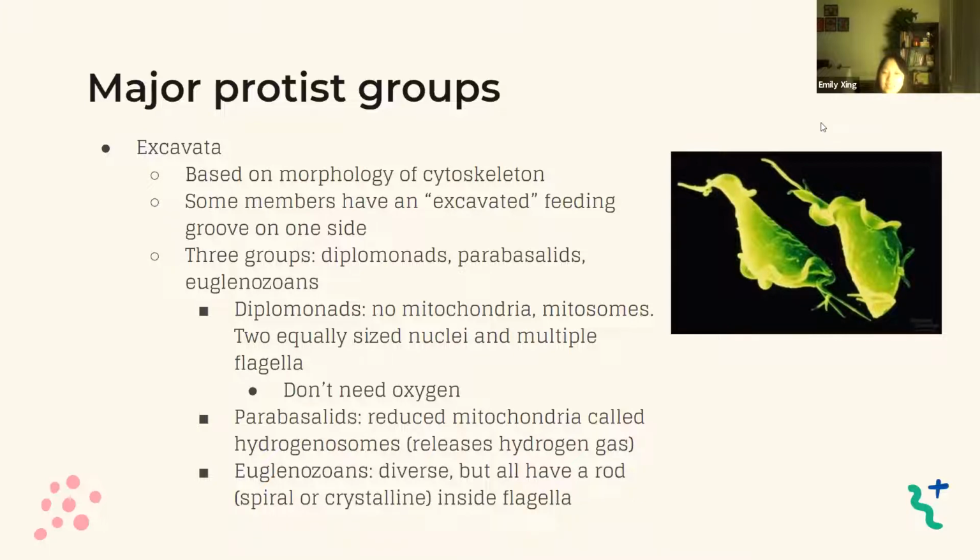parabasalids. And so they have reduced mitochondria called hydrogenosomes. I'm not good at pronunciation, but the point is that cellular respiration usually releases CO2, but instead these release hydrogen gas.